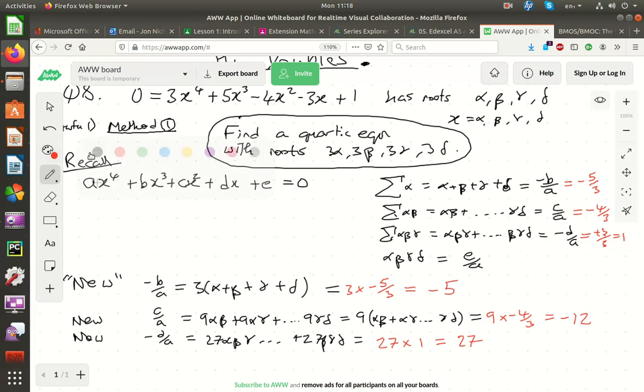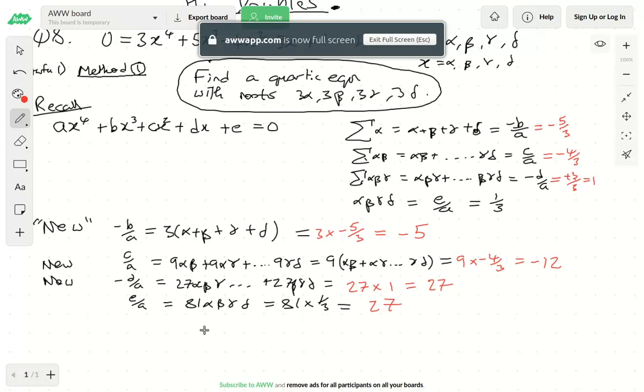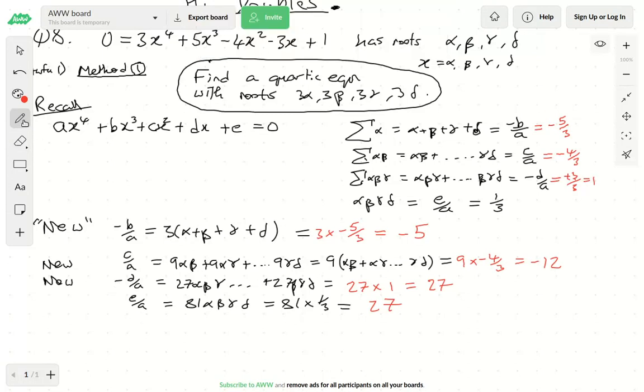And lastly, our E over A, that's a bit easier if we work this one out first. E over A before was a third. And so what are we going to need to do here? Well, our new E over A is going to be 81 alpha beta gamma delta. And that's 81 times a third. Oh, it should be working in red now. Just trying to be consistent, which is 27 as well. Now, once you've got those, what can we say?